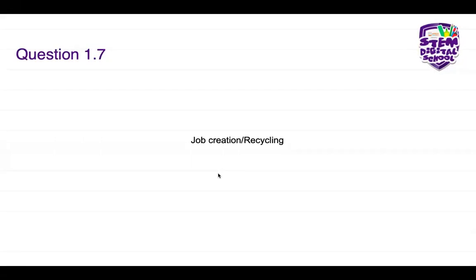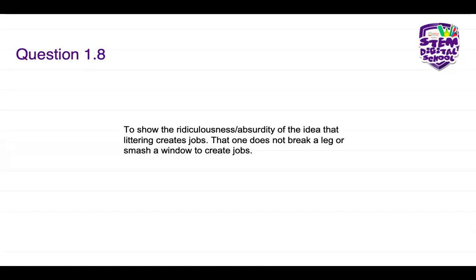And then number 1.8, explain why Bart Smith makes reference to breaking a leg and smashing a car window, which are in lines 43 to 45. This is to show the ridiculousness or absurdity of the idea that littering creates jobs, that one does not break a leg or smash windows to create jobs. Okay.